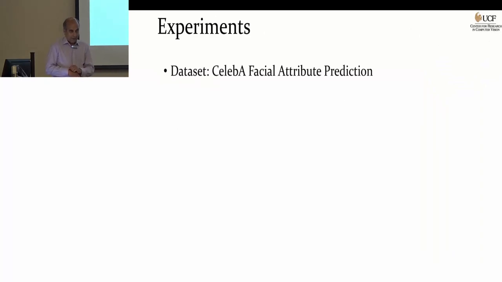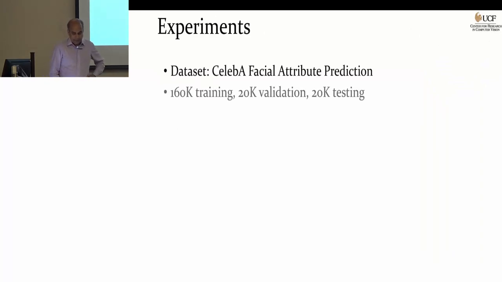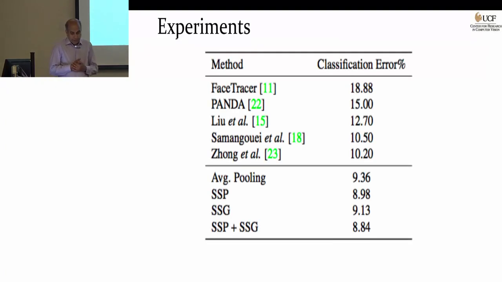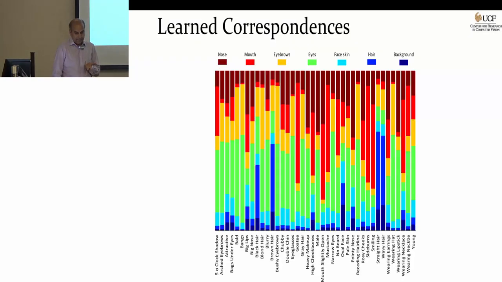There is a data set called the CelebA data set, with about 160 images, and these are some examples, and there are a total of 40 attributes. Now this is evaluated by looking at the error, and we get from 18% to 10% to 8%, which is the best result so far on this data set.